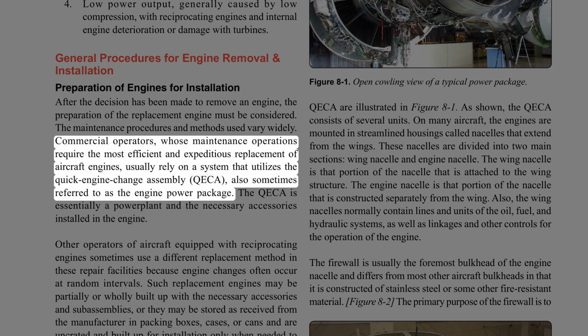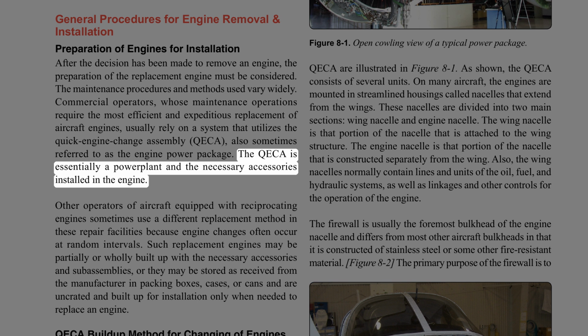Commercial operators, whose maintenance operations require the most efficient and expeditious replacement of aircraft engines, usually rely on a system that utilizes the Quick Engine Change Assembly, QECA, also sometimes referred to as the engine power package. The QECA is essentially a power plant and the necessary accessories installed in the engine.